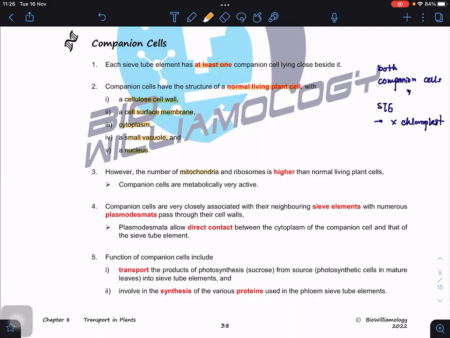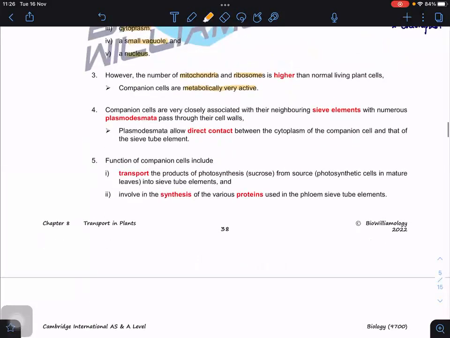Now, one thing special about companion cells compared to sieve tube elements is that they have a very high number of mitochondria and ribosomes. Are you clear? Higher than normal living plant cells, because they are metabolically very active. Companion cells are very closely associated with their neighboring sieve tube elements, with numerous plasmodesmata that join both cells together. They allow direct contact between the cytoplasm of the cells.